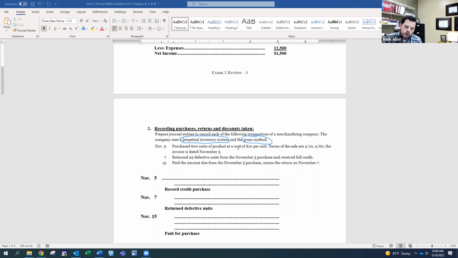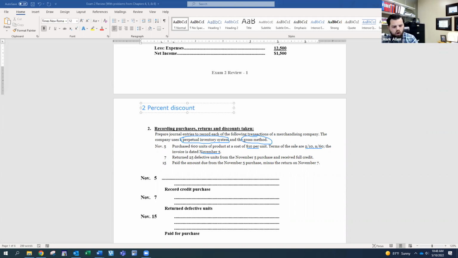In this case, we purchased 600 units of product at a cost of $10 per unit. Terms of the sale are 2, 10, and 60. Invoice dated November 5th. And you say, well, hold on, what on earth is this 2/10 net 60? So the 2 in the 2/10, this means we get a 2% discount.